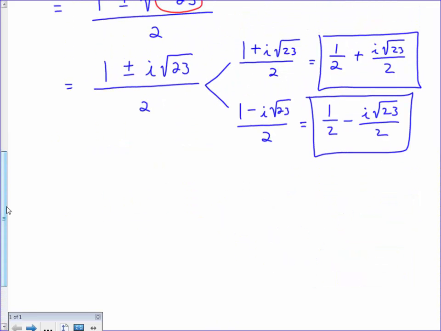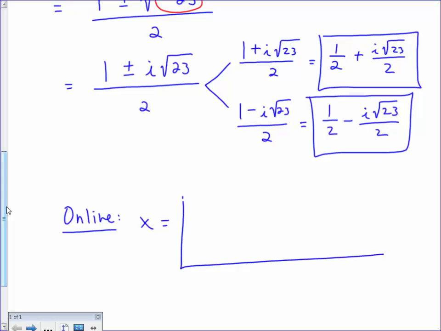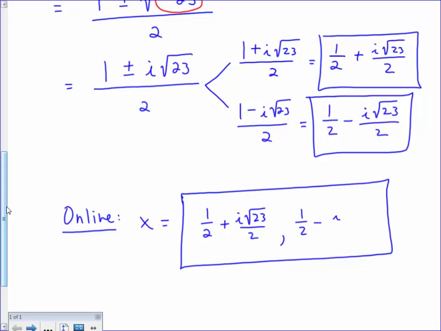Online, it will give me a box to fill in, so it will already have the x equals, and then it will want me to fill in the values that I found. So I would type in 1/2 plus i roots of 23 all over 2, and then put a comma, and then 1/2 minus i roots of 23 all over 2.